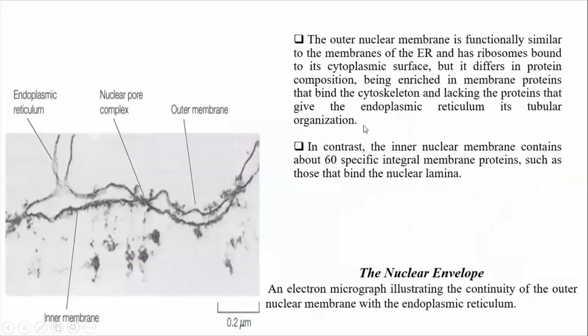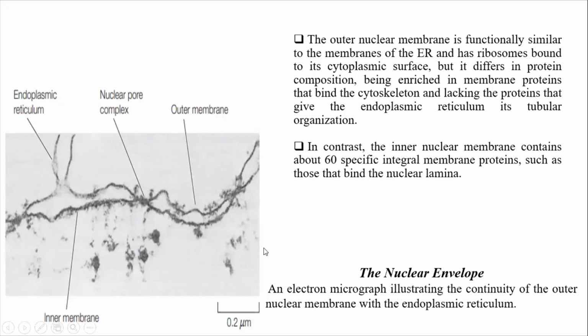Now, the outer membrane is similar to the membranes of the ER and it has got the ribosomes bound to its cytoplasmic surface. But of course it is going to differ in the protein composition, and that's how you understand कि ये part जो है आपका ER का है और ये part है जो आपका nucleus का है. Okay, so this is all about the integral membrane proteins present on the outer membrane of the nucleus and the ER. So basically ER में हम expect नहीं करेंगे the maximum integral proteins. Okay, it will be present in your outer membrane.